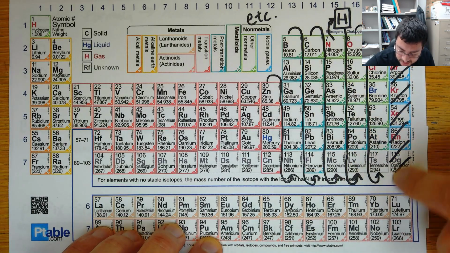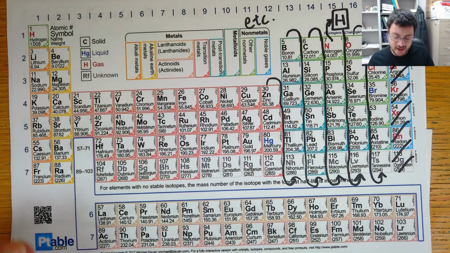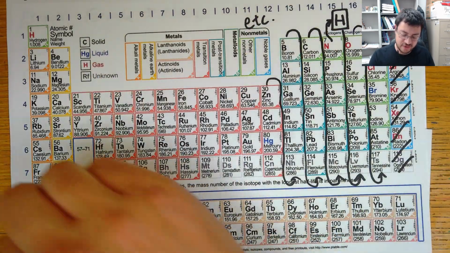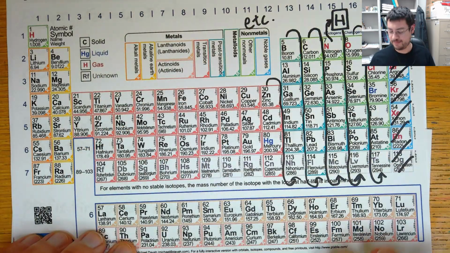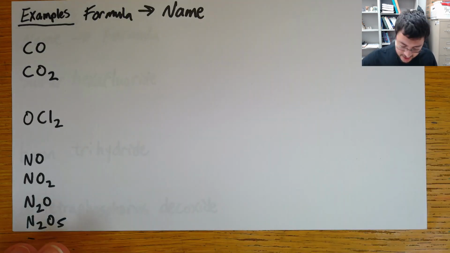Oxygen, okay. But basically, you just kind of go up and to the right for your flow of element order. All right, so with that out of the way, let's just get into examples.